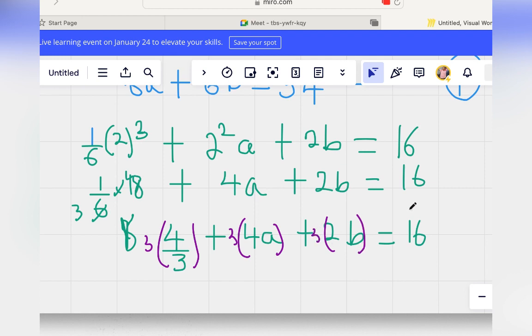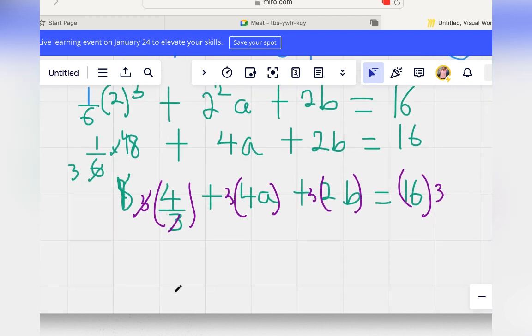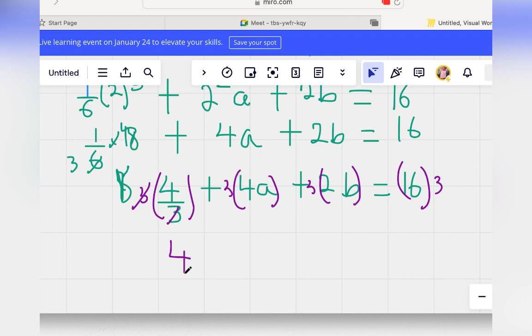The reason why we are multiplying all through by 3 is to remove the fraction. If there is no fraction, you don't need to multiply by 3. So the 3 here cancels the 3 at the bottom. Then what we have here is 4 only. So we have 4, plus 3 times 4a, we get 12a. And then plus 3 times 2b, we get 6b. And then 3 times 16, we get 48.